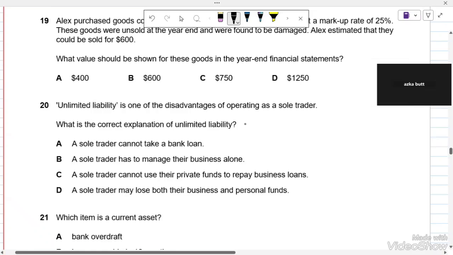Unlimited liability is one of the disadvantages of operating as a sole trader. What is the correct explanation? Sole trader cannot take a bank loan. This is not the unlimited liability. A sole trader has to manage a business alone. A sole trader can use private funds to repay business loans, and may lose both business and personal funds. Yes. Unlimited liability means that whenever the sole trader has to pay the loans, if he hasn't enough profit or enough money in the business, he has to lose his personal funds and the business profit also.